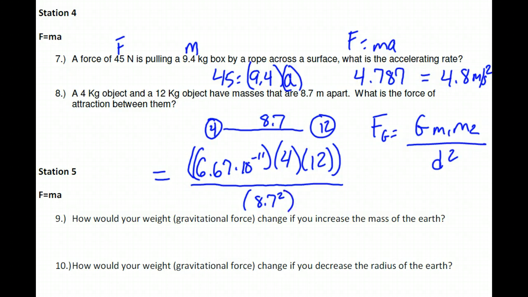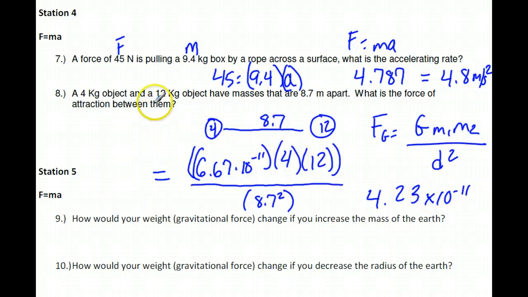And type that into the calculator, 6.67 second EE minus 11, hang on, I forgot a parentheses, 6.67 second EE minus 11, close parentheses, times 4 times 12, close parentheses, divided by 8.7 squared equals 4.2 times 10 to the minus 11. 4.23 times 10 to the minus 11th, which is a really, really little number.